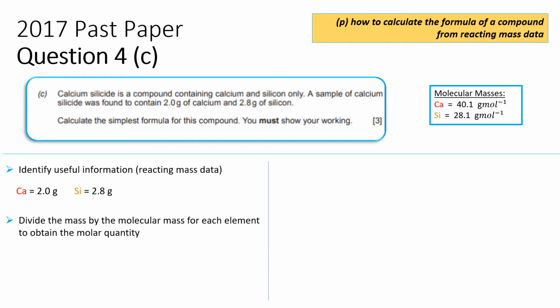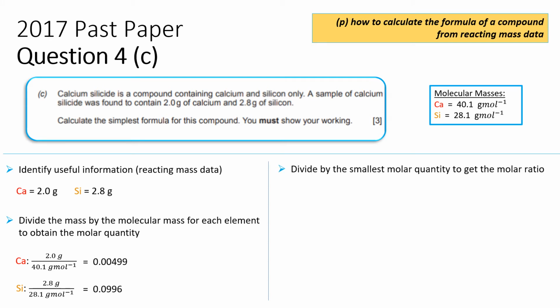Next is to divide the mass by the molecular mass for each to obtain the molar quantity. So for calcium, 2.0 grams divided by 40.1 grams per mole, which is 0.0499, and for silicon it's 2.8 grams divided by 28.1 grams per mole, which is 0.0996.